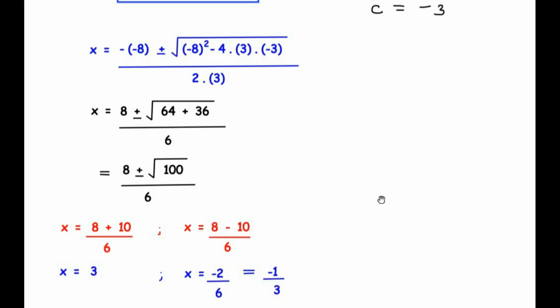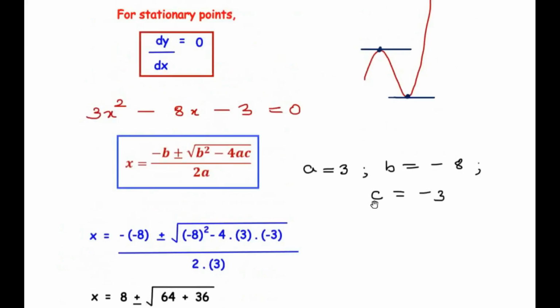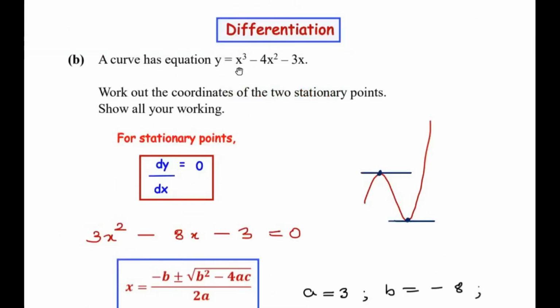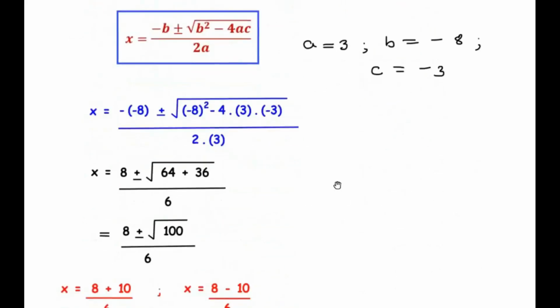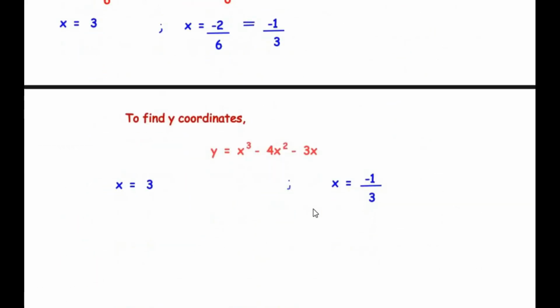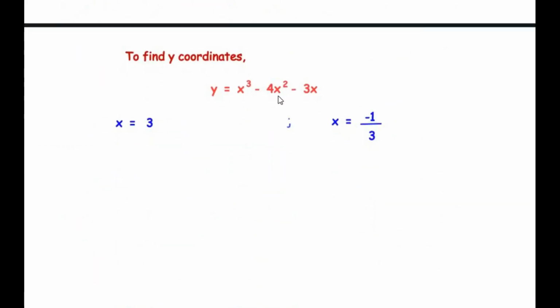Now here we need to find out the coordinates of the stationary points, and we have got the x coordinates of the stationary points. Let us find the y coordinates for each value of x using this given formula, which is y is equal to x cube minus 4x square minus 3x. So let us write here. So to find the y coordinates and the equation we have rewritten here for easy reference, y is equal to x cube minus 4x square minus 3x.